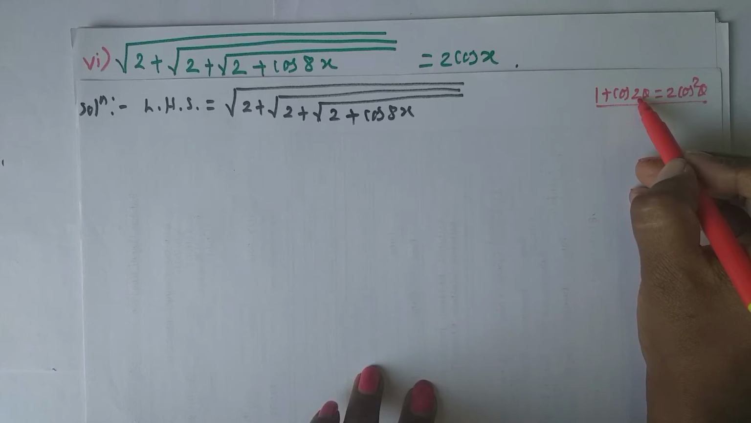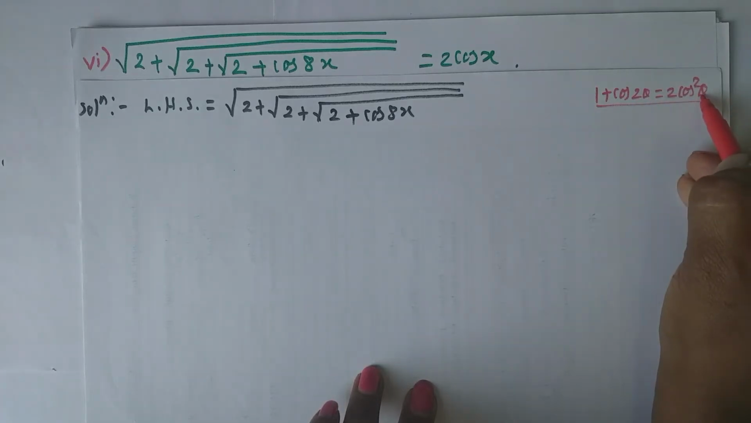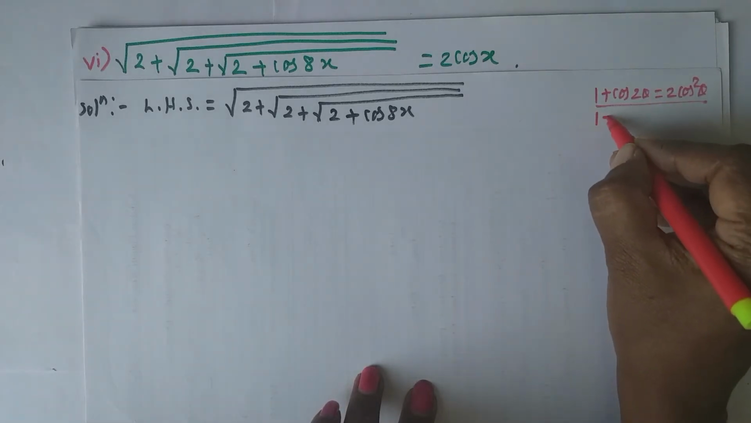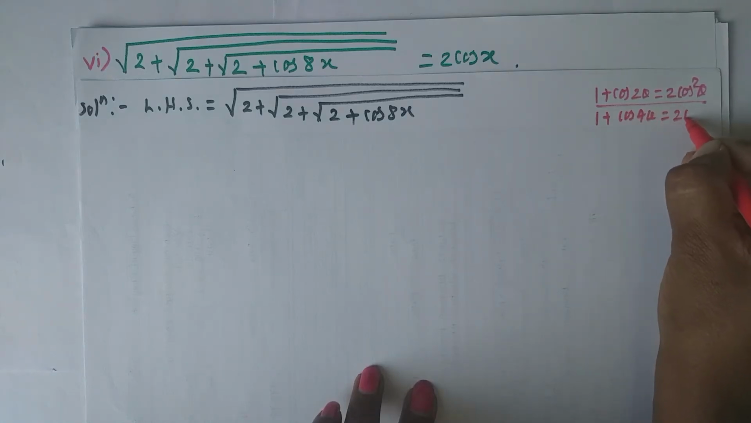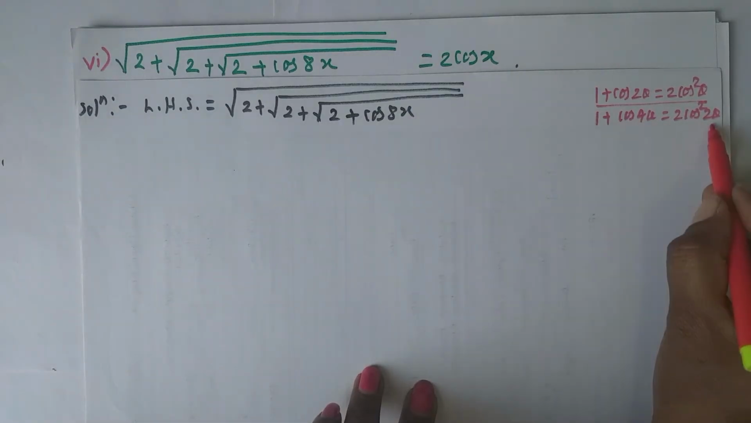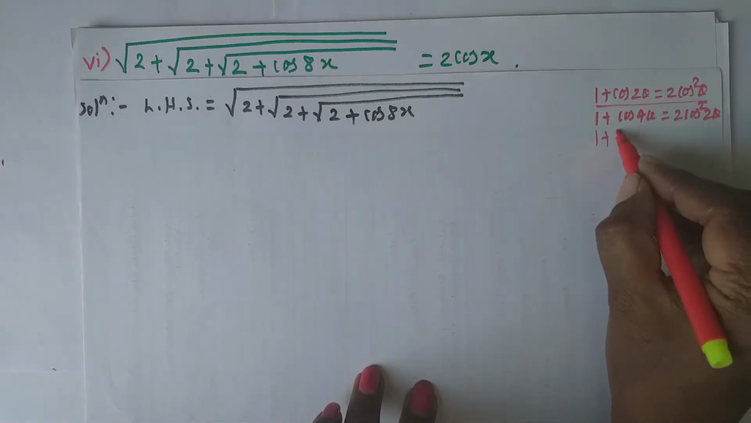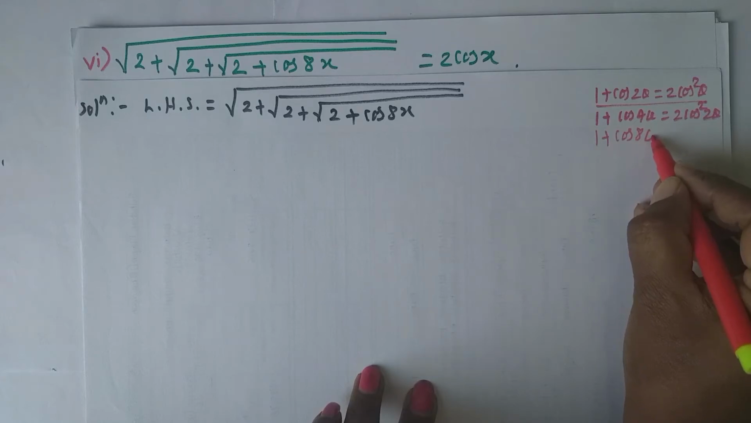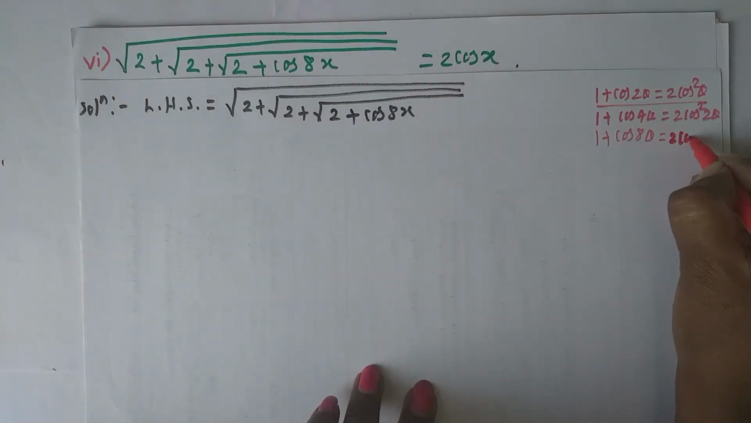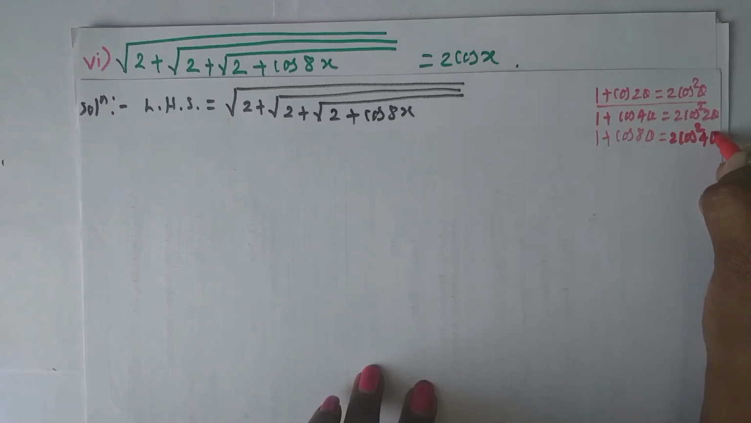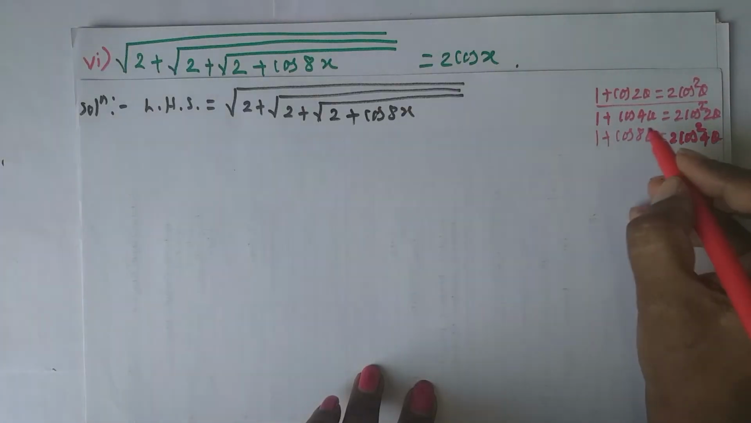See, here is the angle 2 theta, here is its half angle. Means if here is the angle 4 theta, then what will be the angle here? Here the angle will be cos square 2 theta, half of 4 theta, that is 2 theta. If here is the angle 8 theta, then what will be in the right hand side? That will be 2 cos square half of 8 theta, that is 4 theta. Okay, we will use this formula.